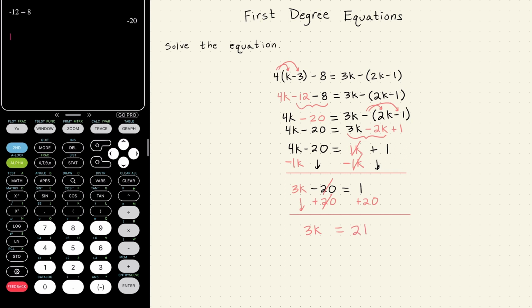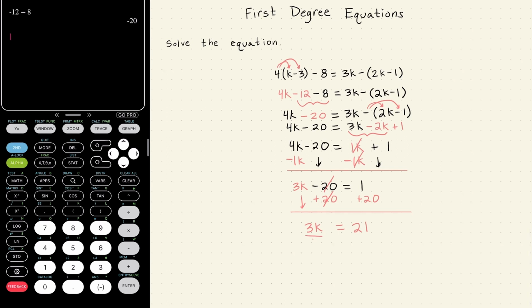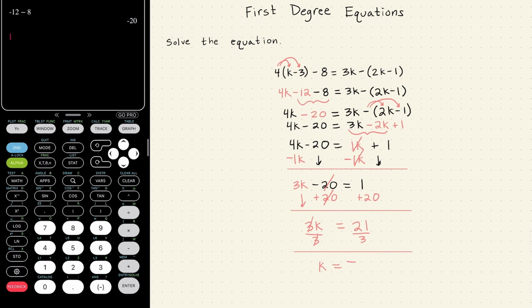And now we have one more step. We need to undo this multiplication, this 3 times k. We want to get rid of that 3, so we undo multiplication with division. We'll divide both sides by 3. And that'll leave us with k equals 21 divided by 3, which is 7. And that'll be our final answer.